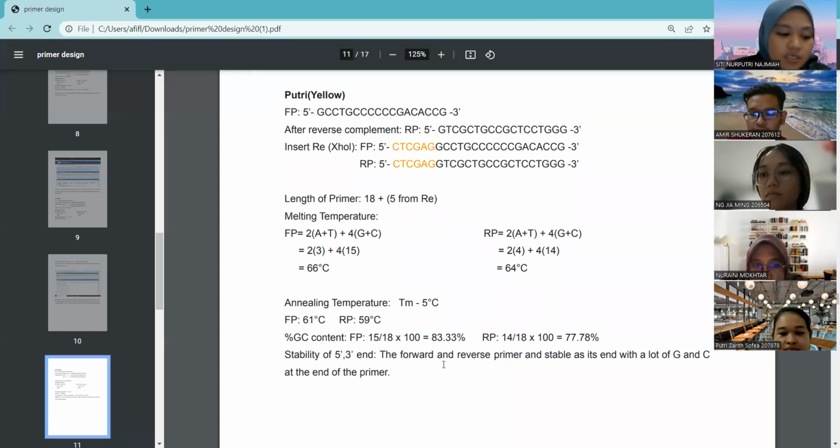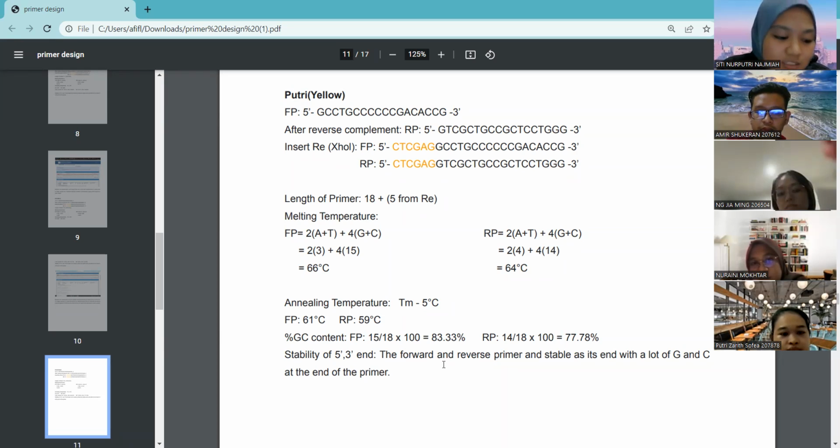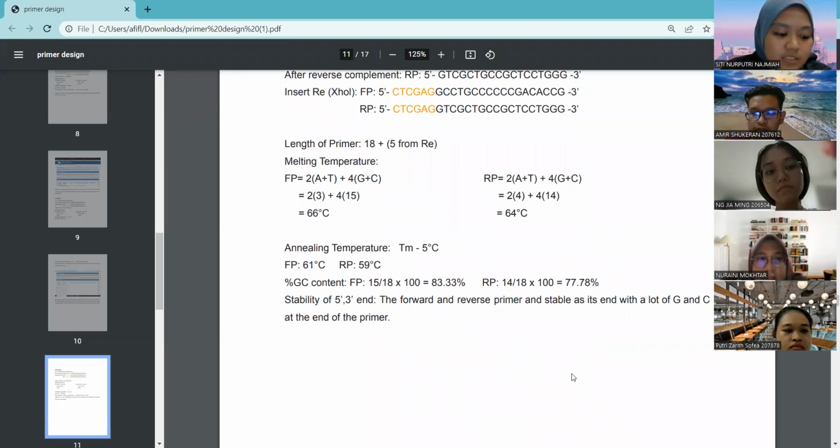So then for the percentage of GC content, for the forward primer, I get 83.33%, and for the reverse primer, I get around 77.78%. So the stability of the 5' to 3' and 3' end of the forward and reverse primer is unstable, with a lot of DNC at the end of the primer. So can you scroll down?